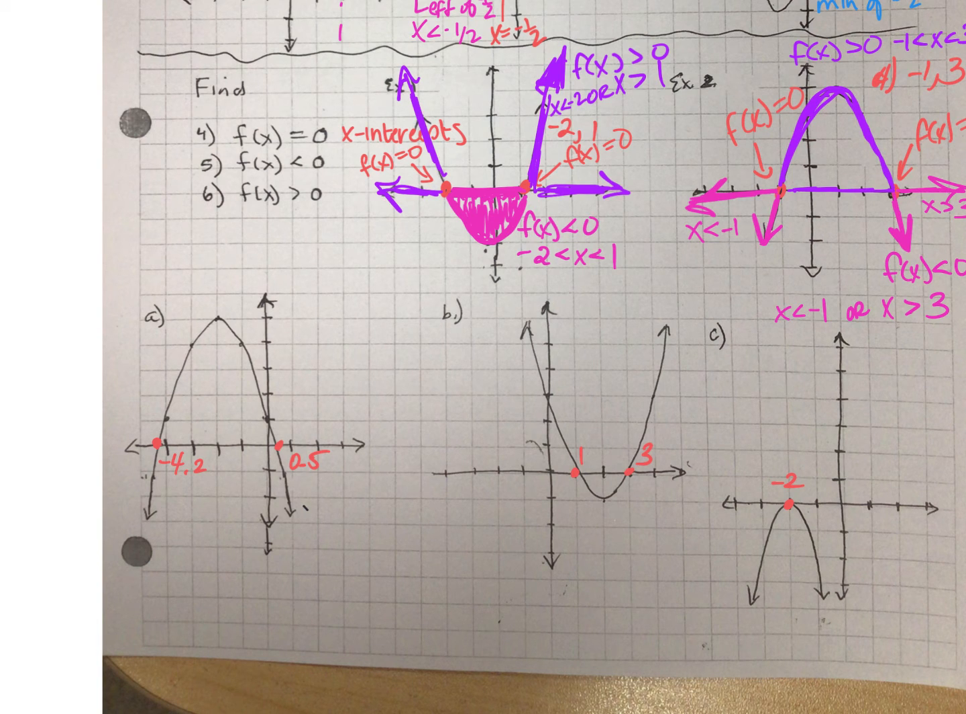How about letter A? Where is f of x greater than 0? It's greater than 0 here, right? How do I write that inequality? Negative 4.2, less than x, less than 0.5, right? In between here. That's the and statement, the between statement.